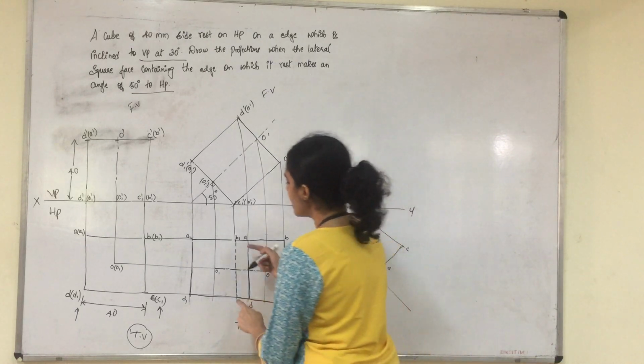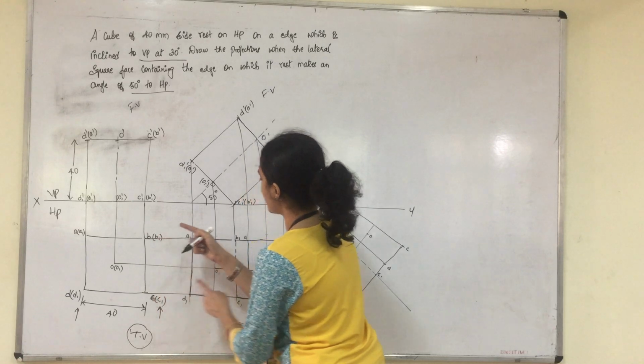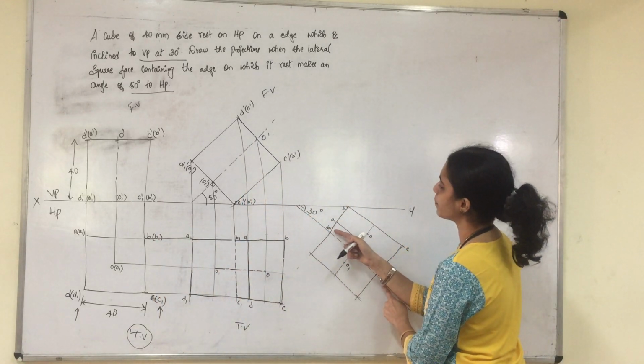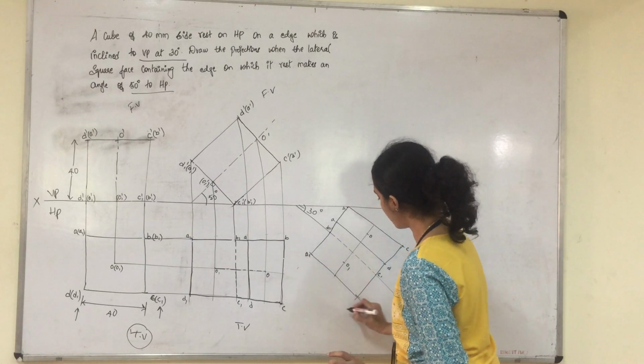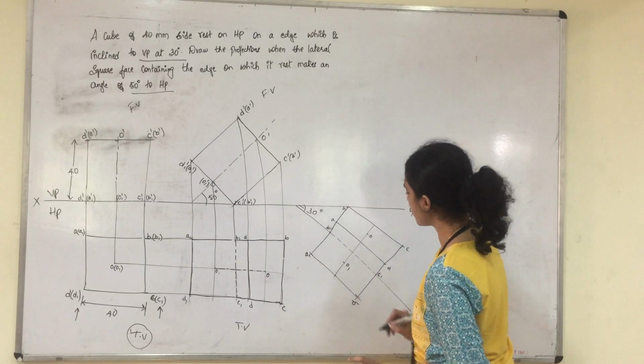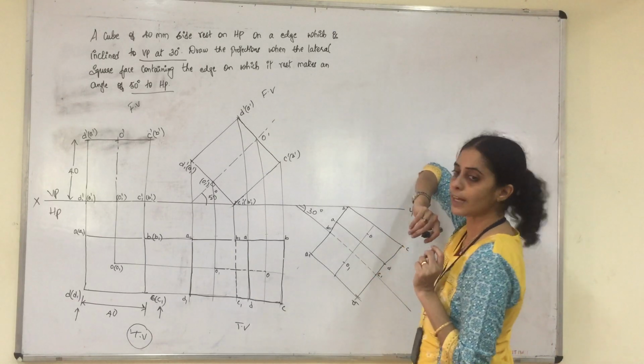Only the difference is the side which was resting on HP, B1 and C1, the same side is now inclined to BP at 30 degrees. So give this name as A1 and this as D1, right? So after that we will take the projection above.